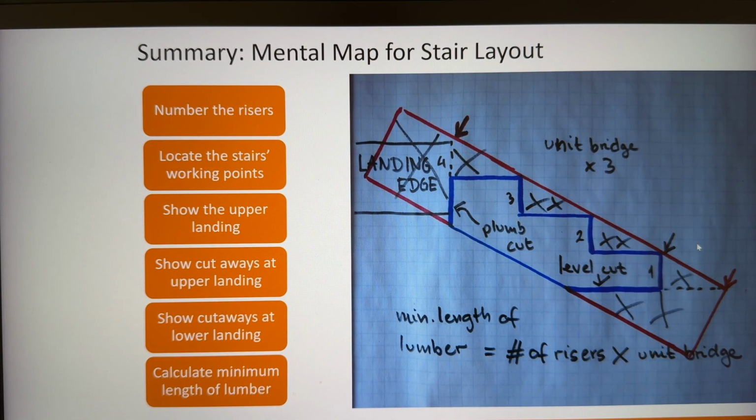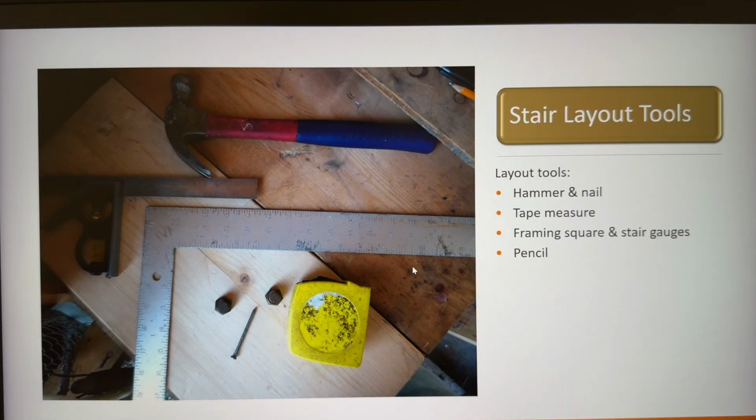So this is how the finished product looks. Again, number the risers, show this landing on your layout, put X's on everything that gets cut away, show the level cut, show the plumb cut, and have a board with a solid edge for your working points. Tools needed, very, very simple. Hammer, nail, tape measure. You don't need a combination square, you just need very few things.